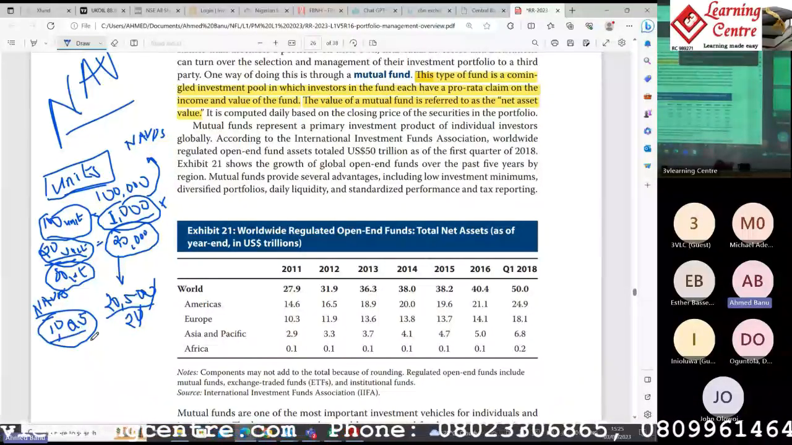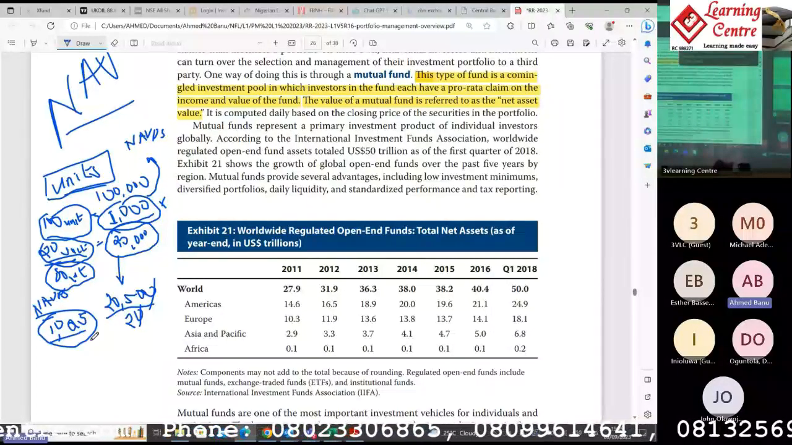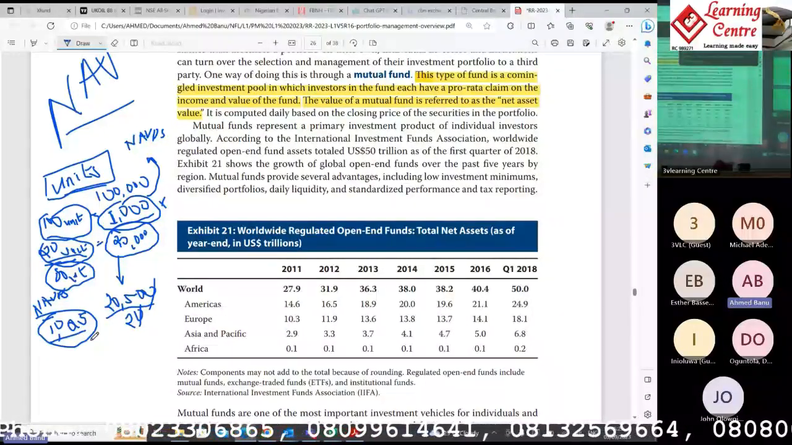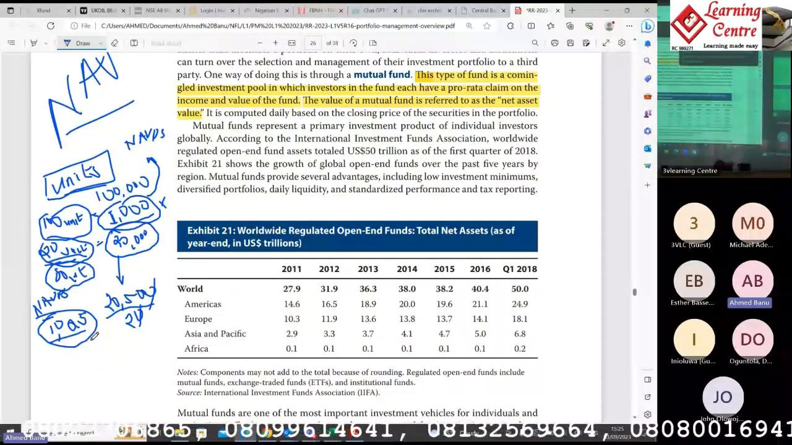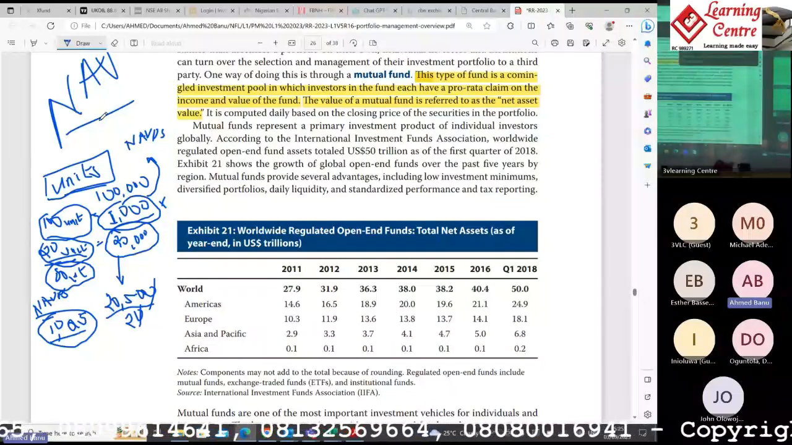And that's why they always say that if you want to benefit the most, it's best that you buy a mutual fund at inception. But it doesn't matter. Even if you buy after inception, you will still get value. So that's how this mutual fund works.